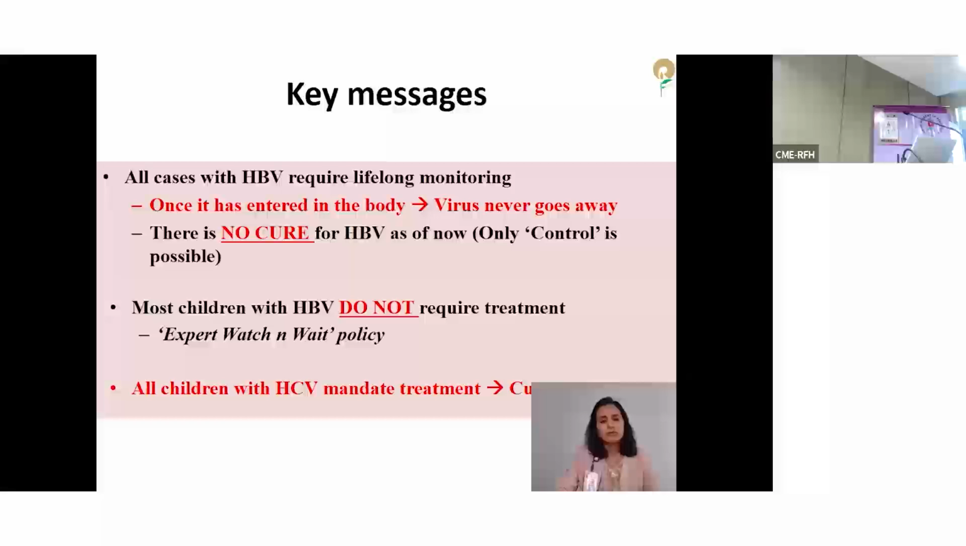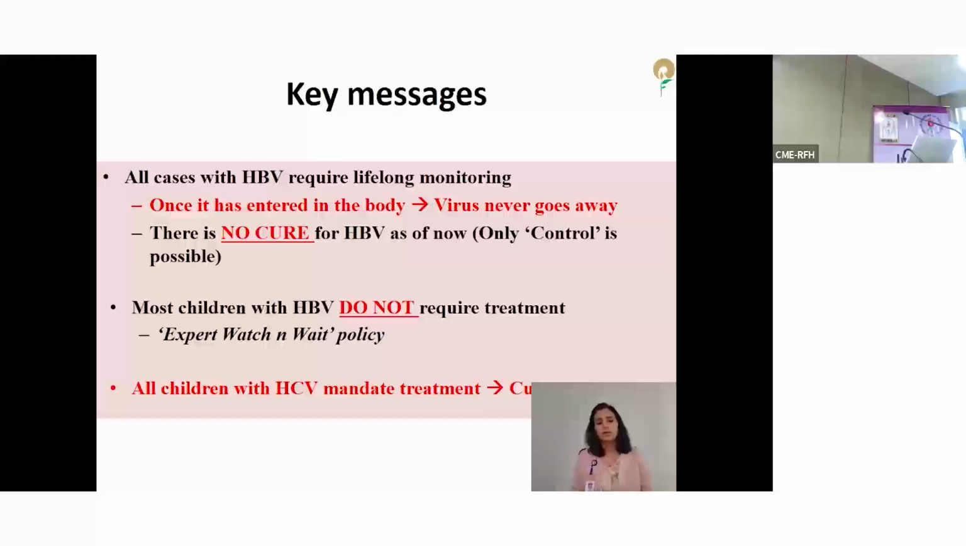So at last, I would say that all cases with hepatitis B infection require lifelong monitoring. Once it has entered the body, the virus never goes away. There is no cure for hepatitis B as of now, only control is possible. Most children with hepatitis B do not require treatment. They require an expert wait-and-watch policy. But when I say most, I do not mean all. We have to see which one requires wait and watch and which one should be given treatment.